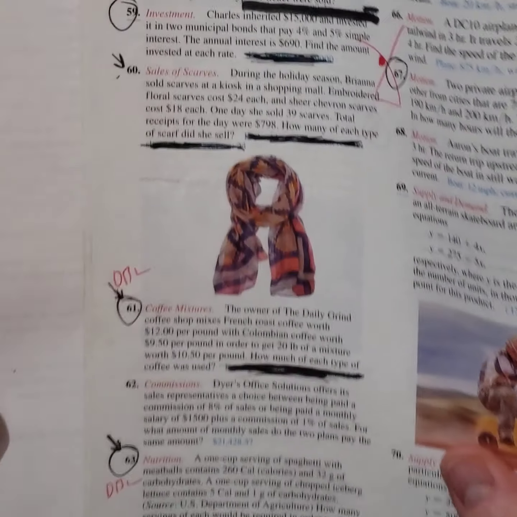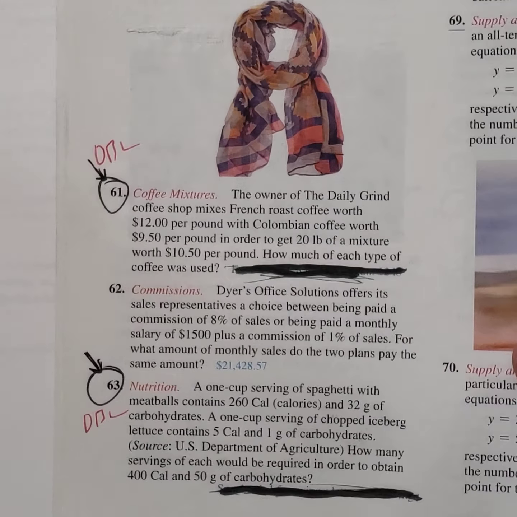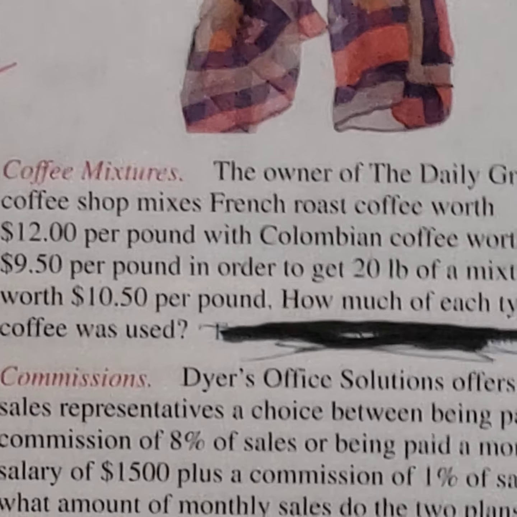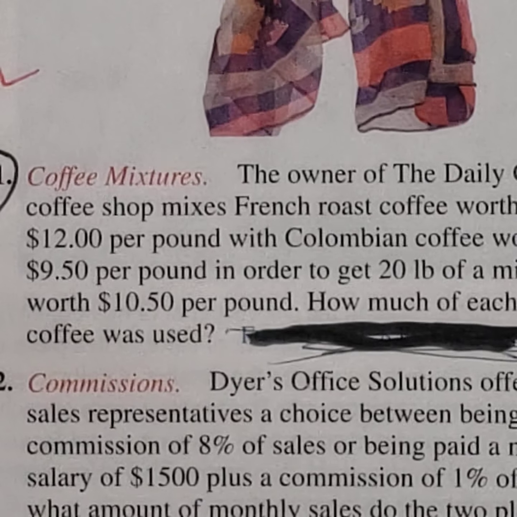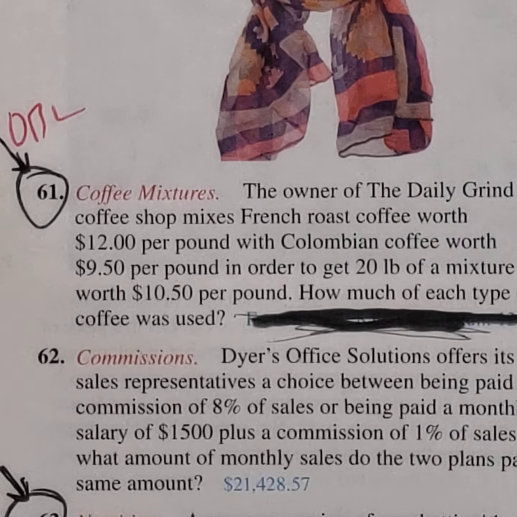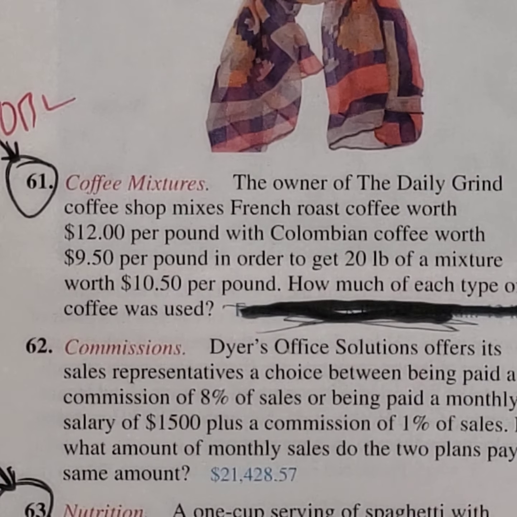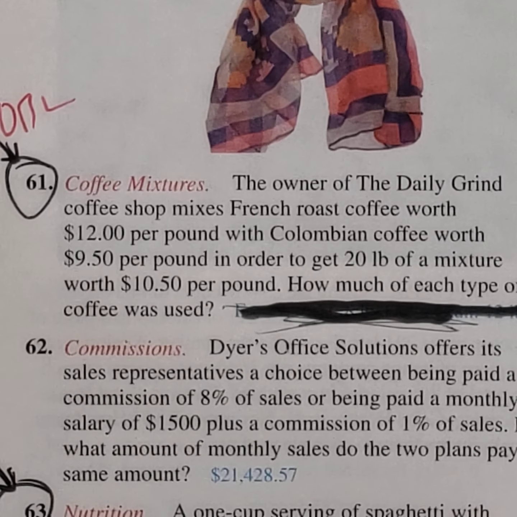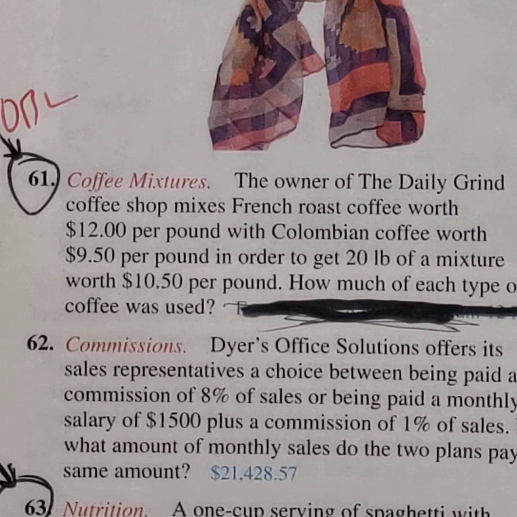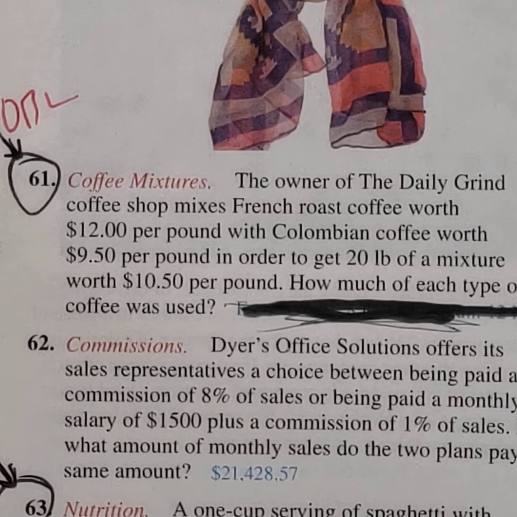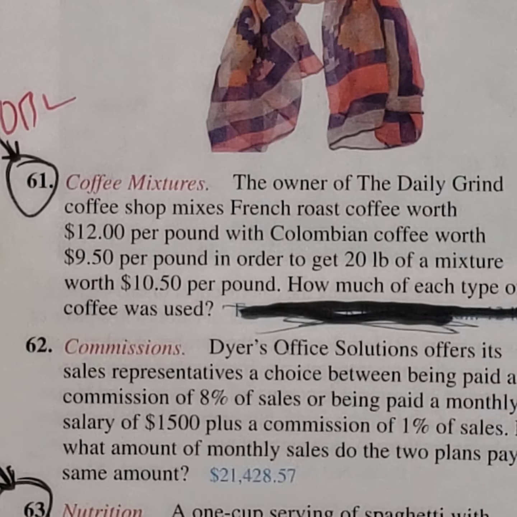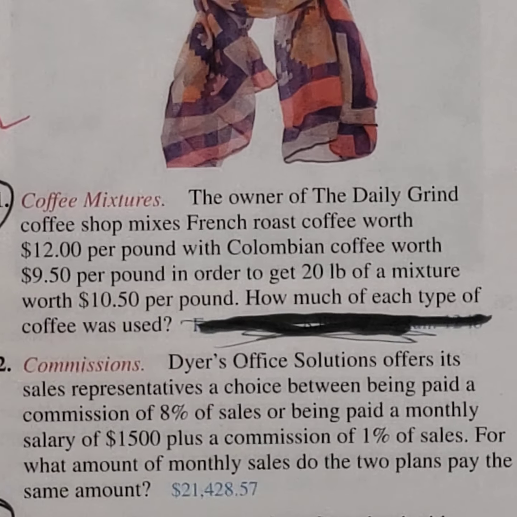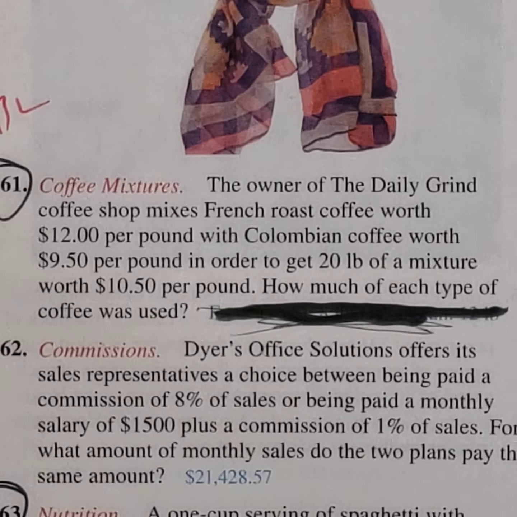Number 61. The owner of the Daily Grind coffee shop mixes French roast coffee worth $12 a pound with Colombian coffee worth $9.50 a pound in order to get 20 pounds of a mixture worth $10.50 per pound. How much of each type of coffee was used? You may want to snap a picture of that or write those details down. I'm not going to have room on the screen for both of them.